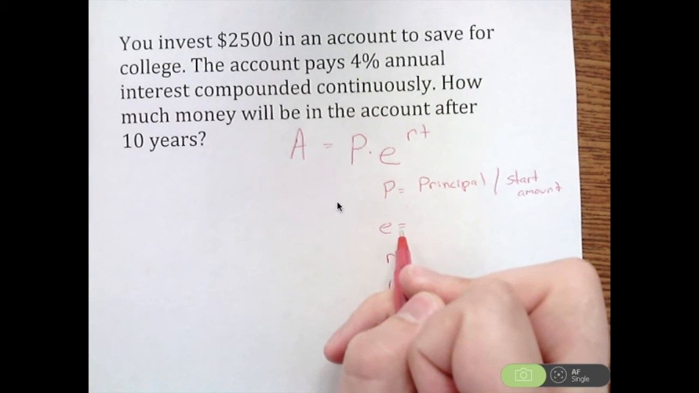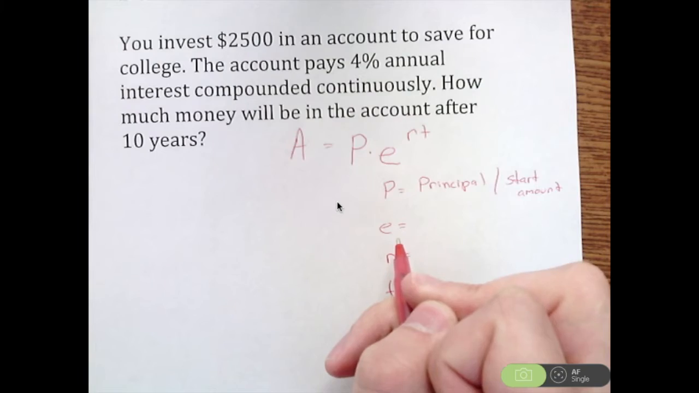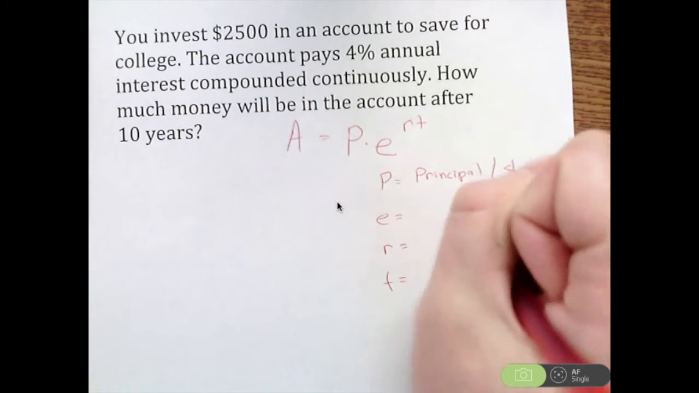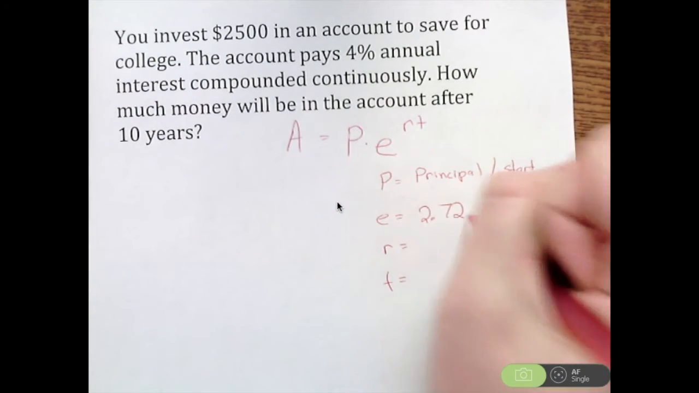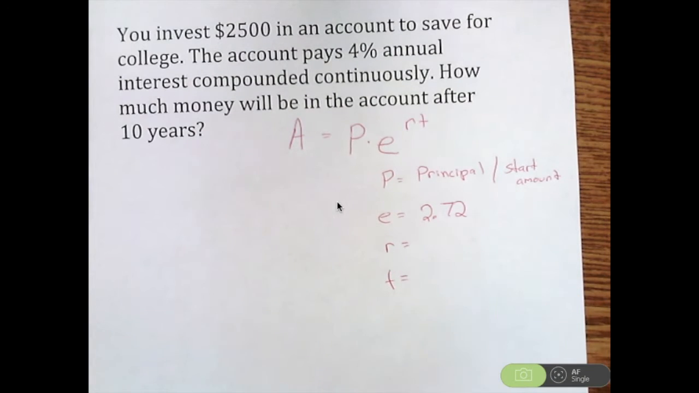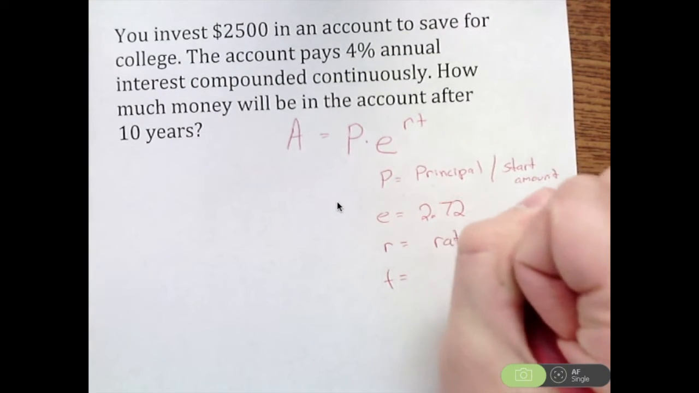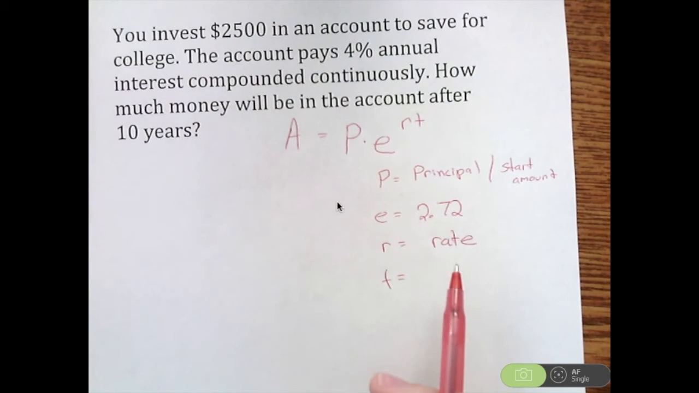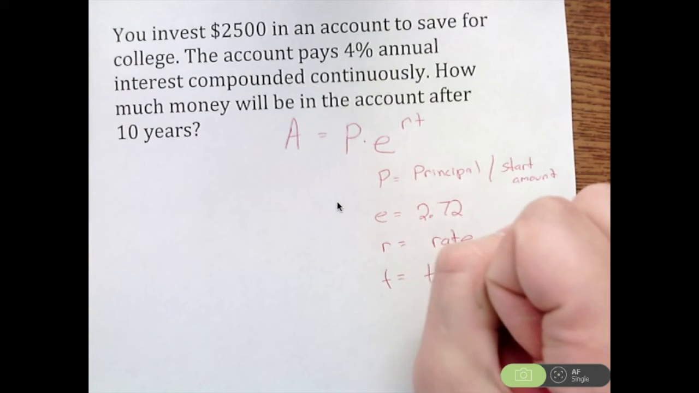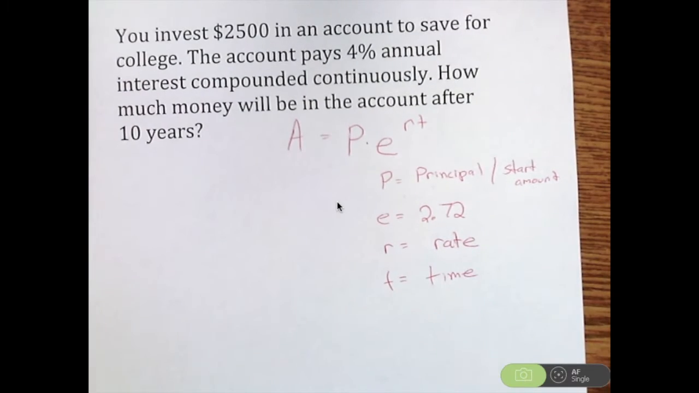e is going to be the same e we talked about earlier, the natural base e. So e is that 2.72 number, but we're going to use our calculator so we can get precise with that. r is still going to be your rate, so that's taking any percentage and putting it in decimal form, making it a rate. And last, t is time.